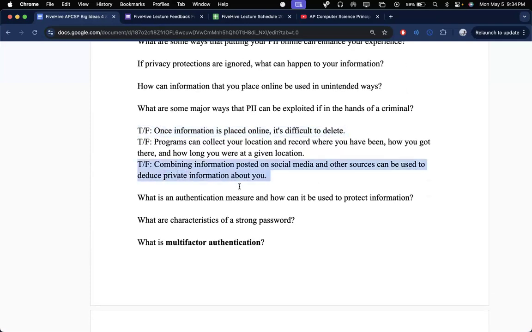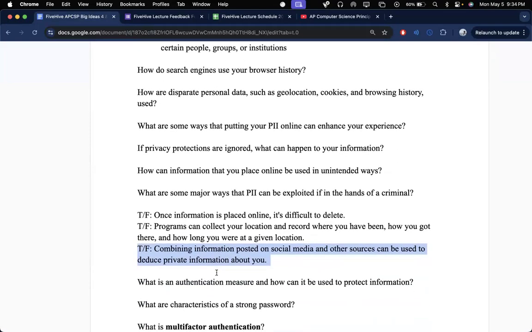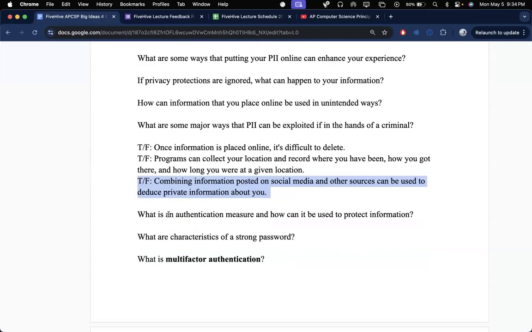Combining information posted on your social media and other sources can be used to deduce private information about you. Exactly what we've been saying, right? So all of this is really similar to itself, right? Basically, once you put something online, it's very hard to get off and can be used for not great things, but it also could be used for enhancing your experience as well.